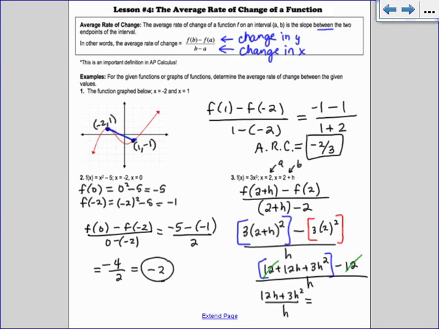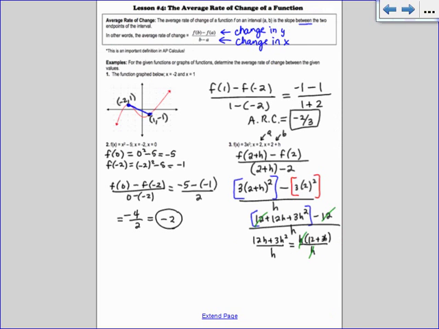All right, so we're going to pull the h out. So when we pull an h out, we have 12 plus 3h all over h. So the h and h reduce out, and we get 12 plus 3h. So that's our answer. Or are we supposed to do something else? I would just leave it as 12 plus 3h, yeah.